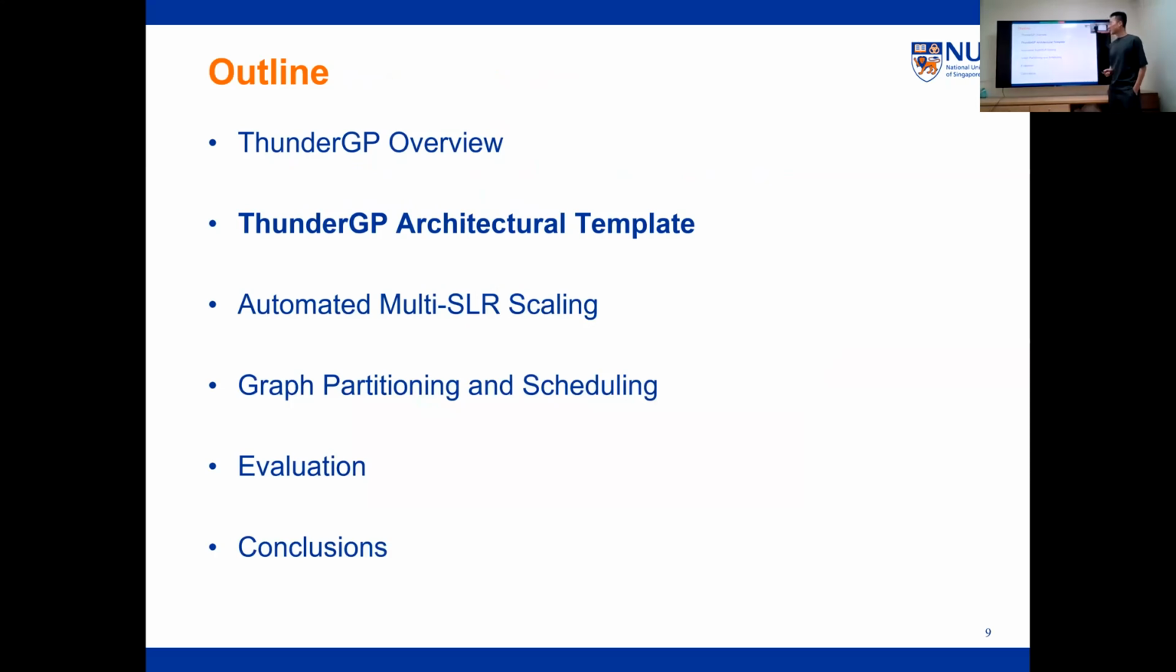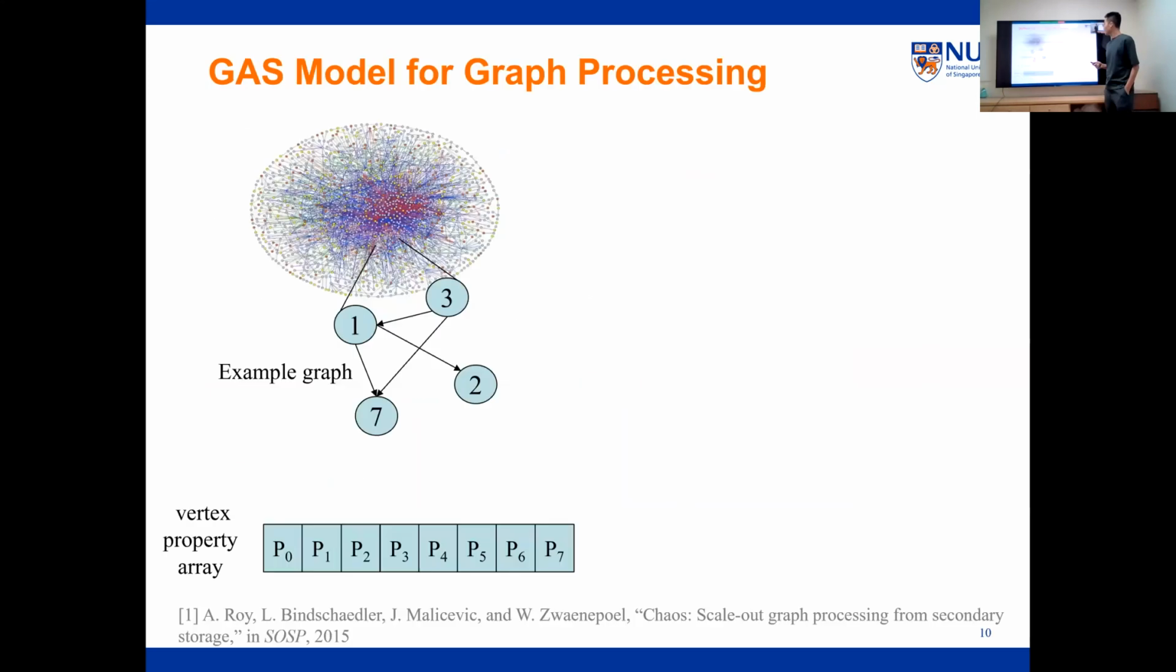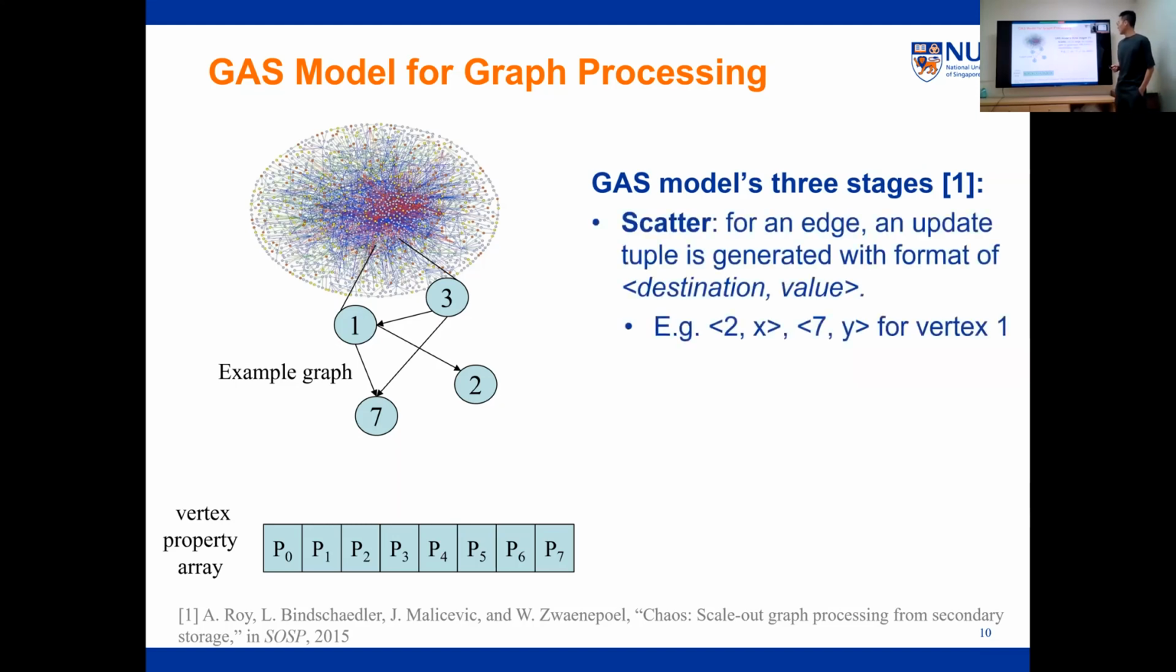So in the next part, I will introduce the architectural template. As I mentioned before, our architectural template adopts the GAS model for graph processing. It contains 3 stages: gather, scatter, and apply. For the scatter stage, for each edge, an update tuple is generated in the format of a destination and a value. So let's take this example graph.